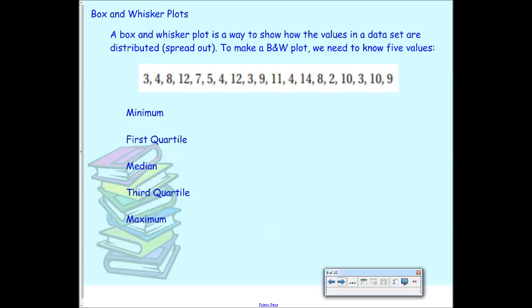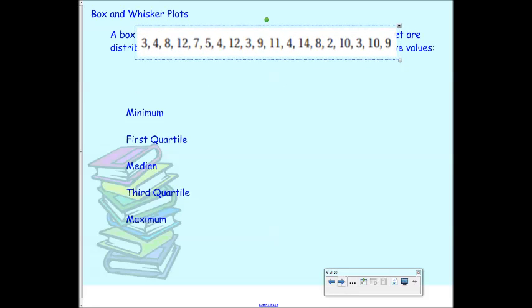So there's a 2. Do I have any 3s? Yes. How many? I see 1, 2, 3. Am I missing any? No? Okay, so 2, 3, 3, 3. Do I have any 4s? Yes. How many? 1, 2, 3. Are there any others? No. Okay, so 4, 4, 4. All right, what about 5s? Yes, just 1, 5. Any 6s? No. Any 7s? Yes. How many? 1. 7.